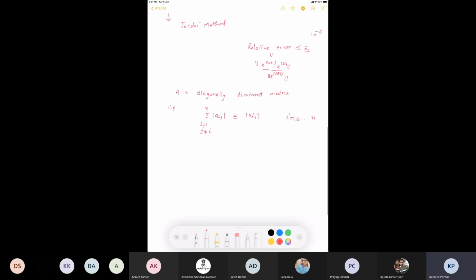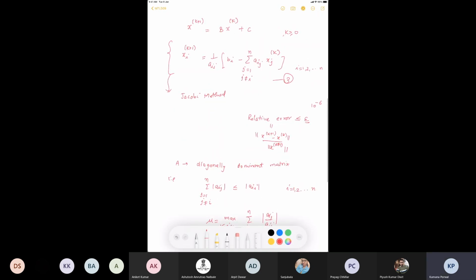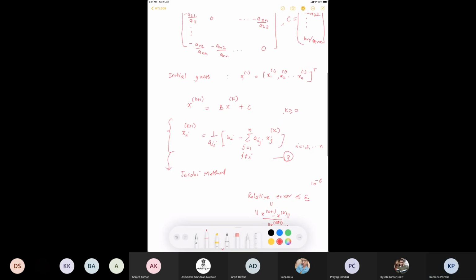Okay, then we had defined this parameter mu, which was nothing but the sum over all the j's, j not equal to i, of the ratio aij divided by aii, and I take the maximum over all the i's. So this is nothing but the row norm of this matrix B, right?